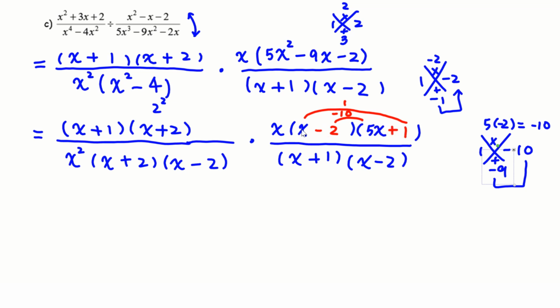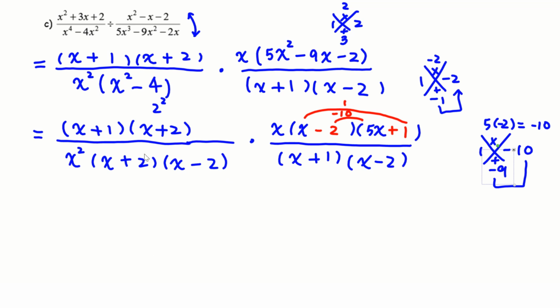So we double check. x times 5x is 5x squared. Negative 2 times 1 gives you negative 2. The middle, negative 10x plus 1x gives you negative 9x. So it works. And if the 5 in 5x squared is not a prime number, then you need to try more combinations. If it is a prime number, then you don't have other choice. So we got all the factoring done.